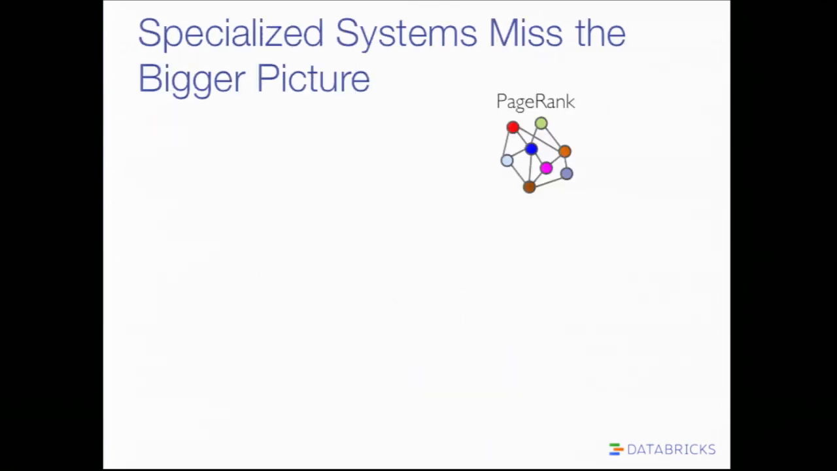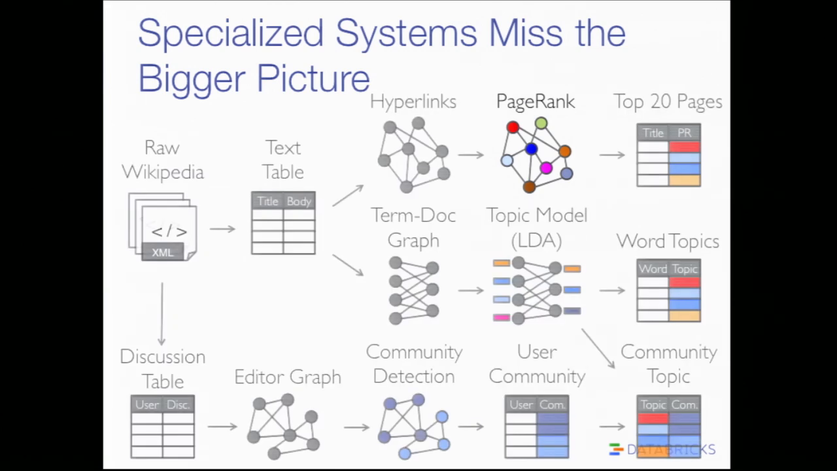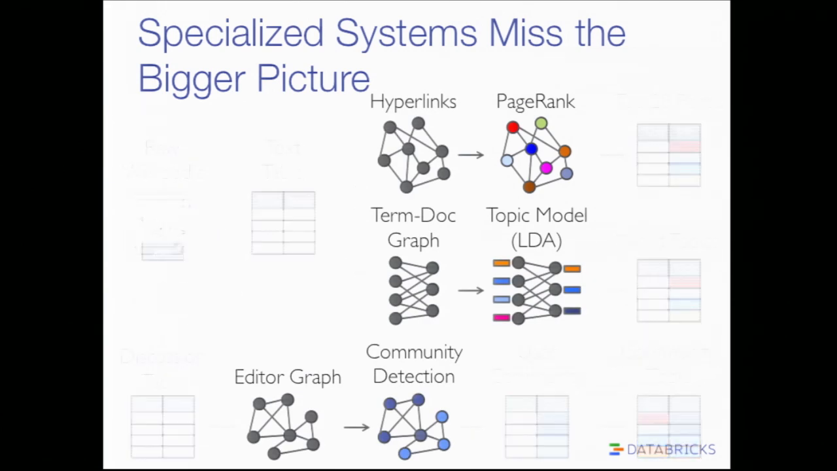But there's one shortcoming of these specialized systems, which is that real graph analytics isn't just about running specialized graph algorithms really quickly. It actually involves multiple views of the same data, both as graphs and as tables.